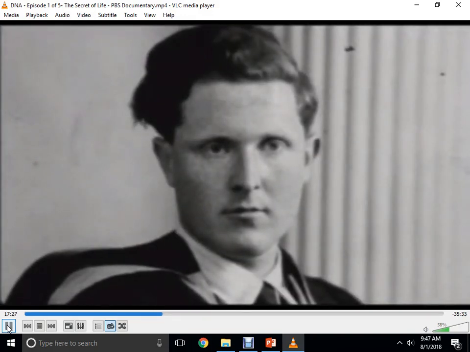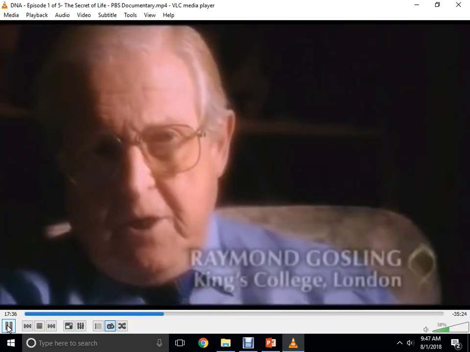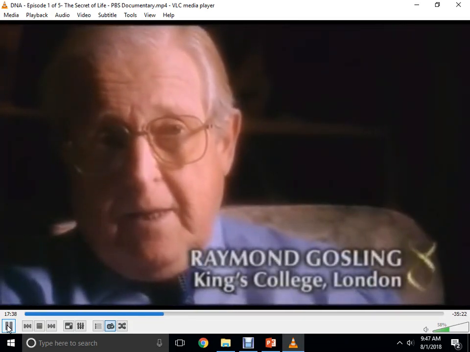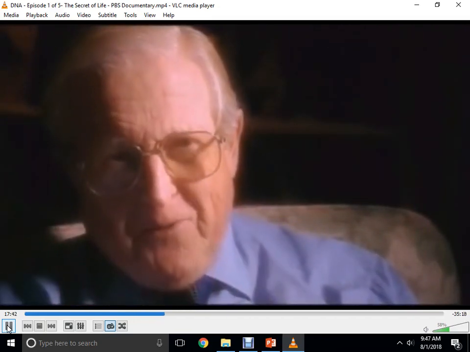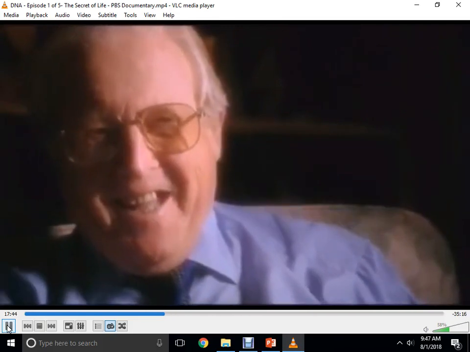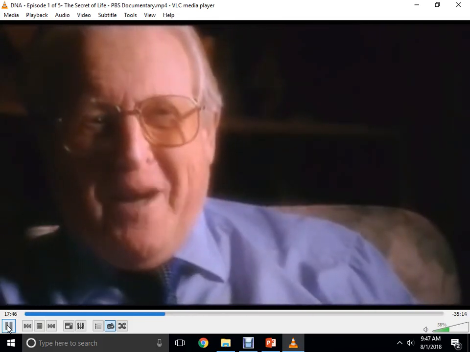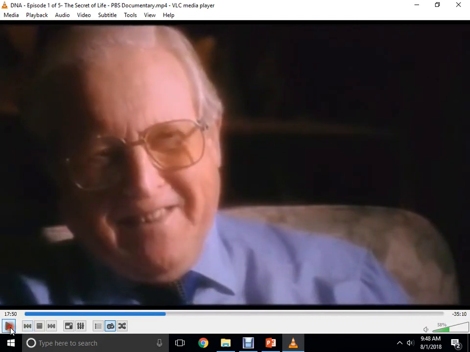One of these young men was Raymond Gosling. At the time, he was a low-level assistant working for Rosalind Franklin. Looking back on it, I think I'm very privileged to have been there. I only wish I had known at the time that it was that important. I might have remembered more or worked harder. Who knows? I might have tried building a few models secretly.